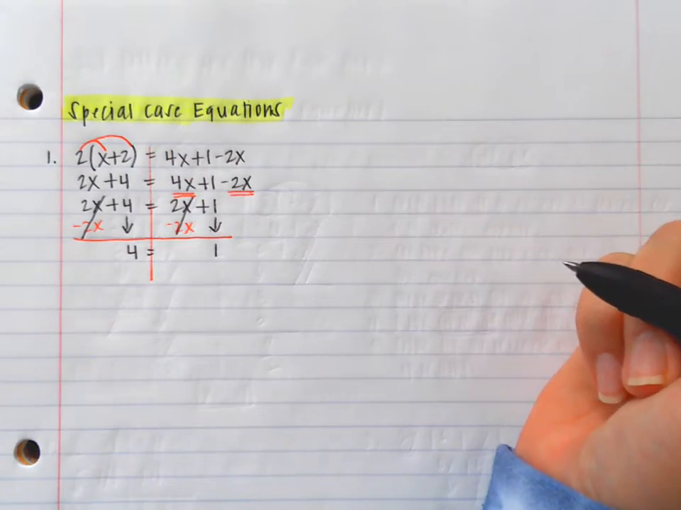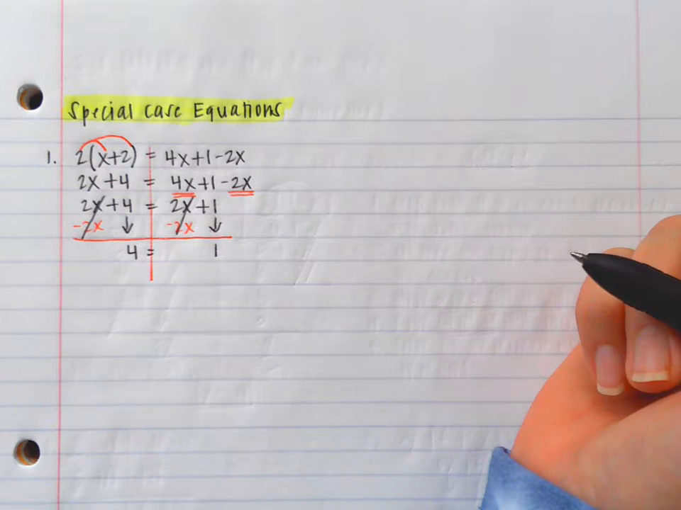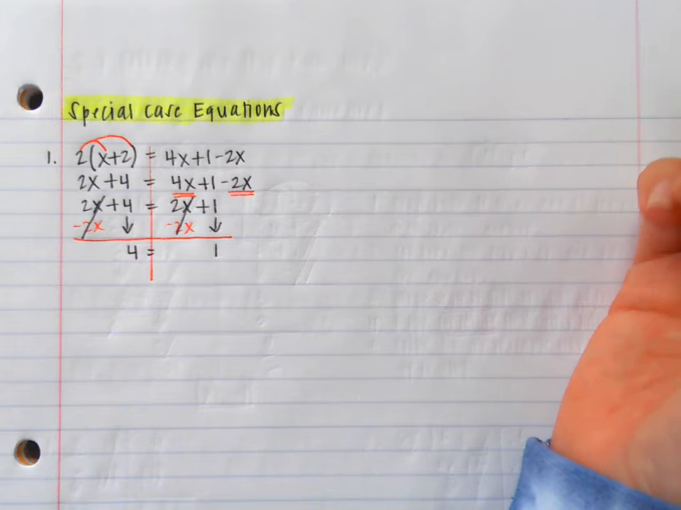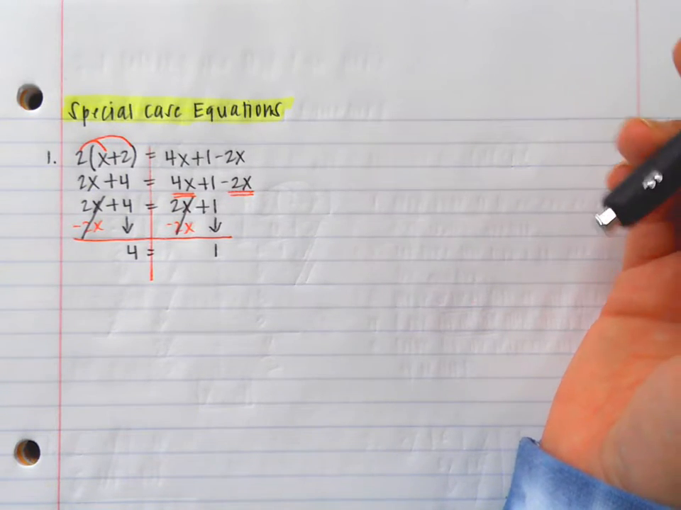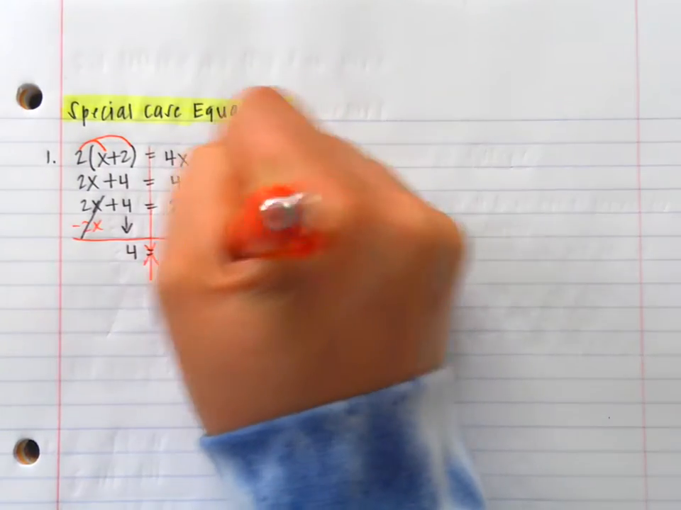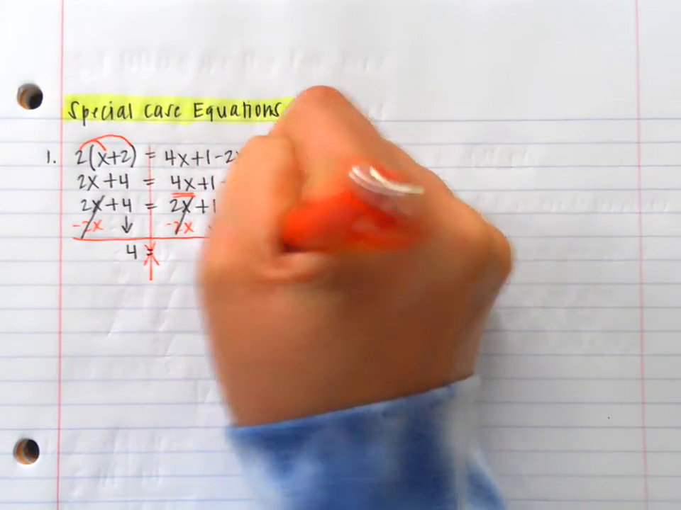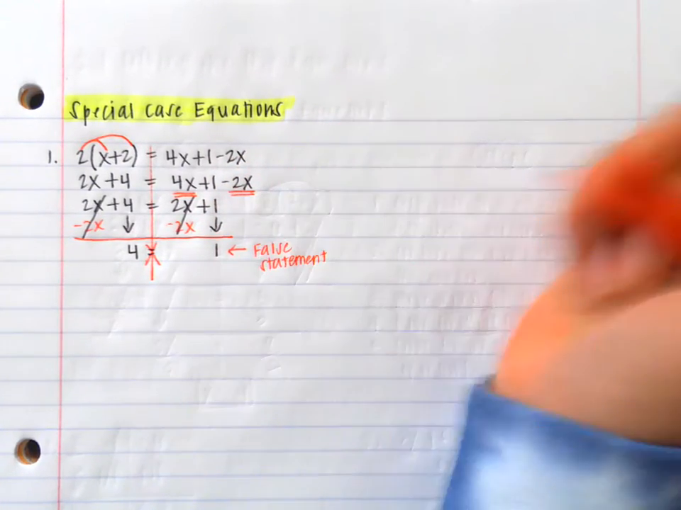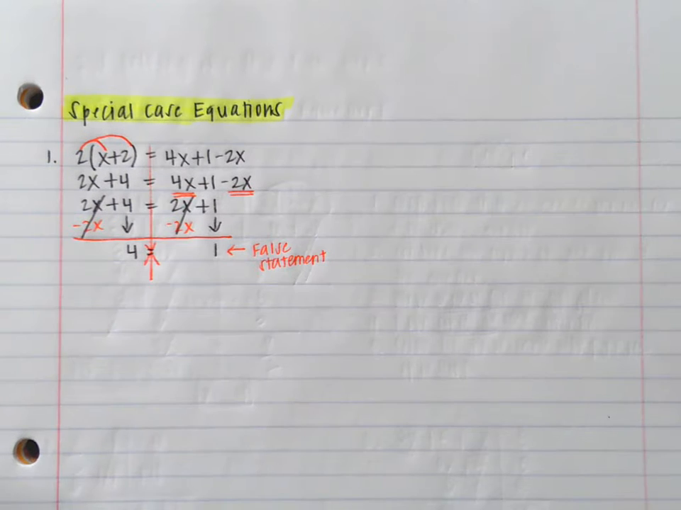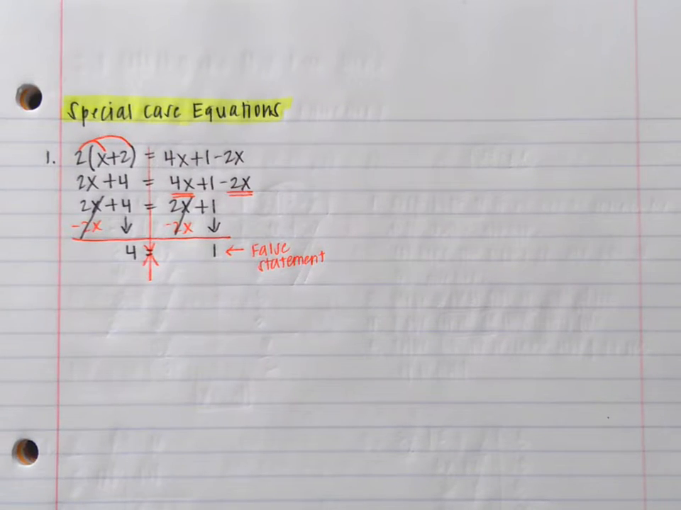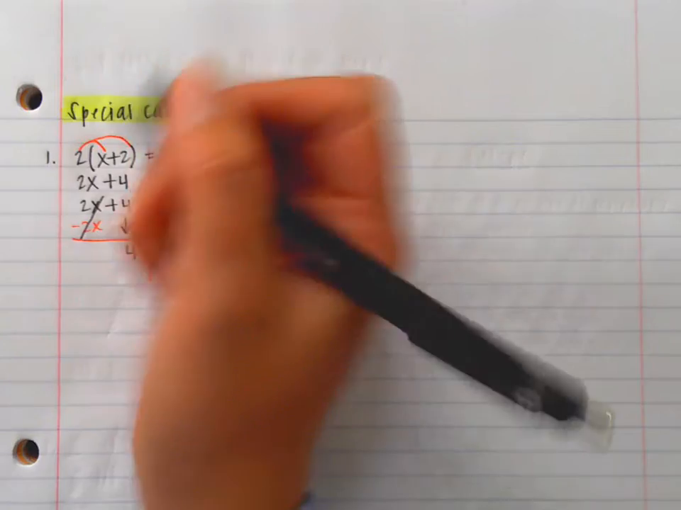So now my variables are gone, and I'm left with just numbers. 4 is equal to 1. Now, is that true? Is 4 equal to 1? No, that's not. That's a false statement. So what that means for this equation is there is no solution. There is no value that I can plug in for x that is going to make this equation work out. So my answer here is no solution.